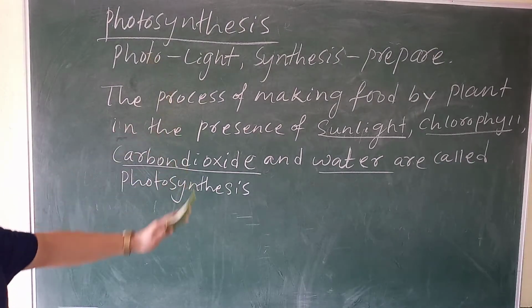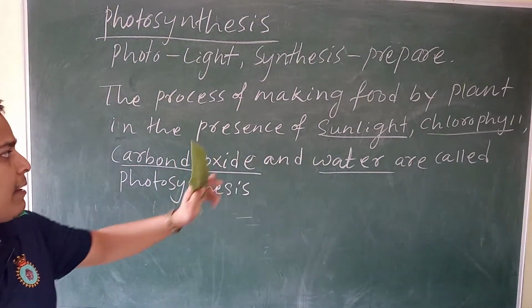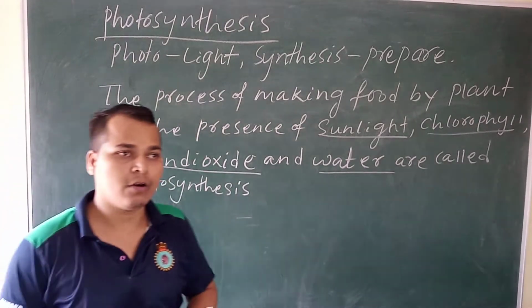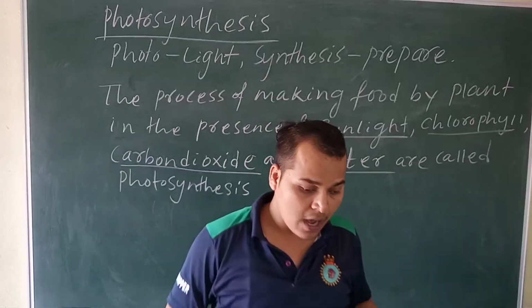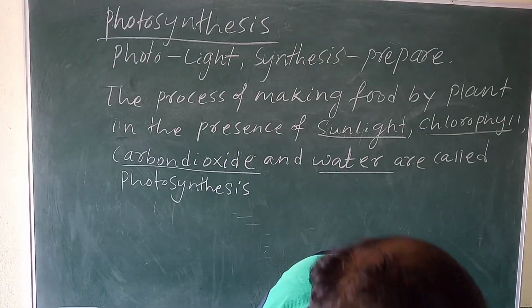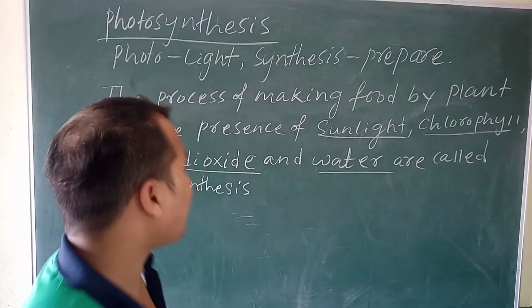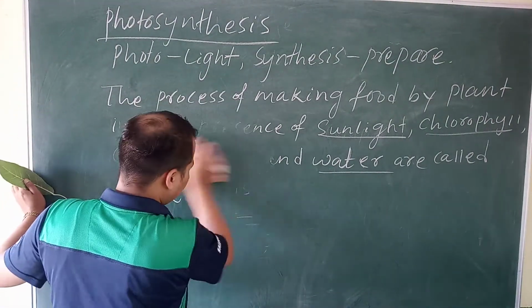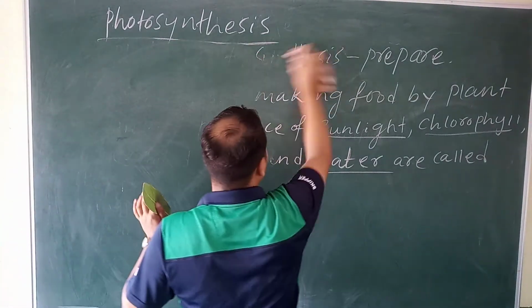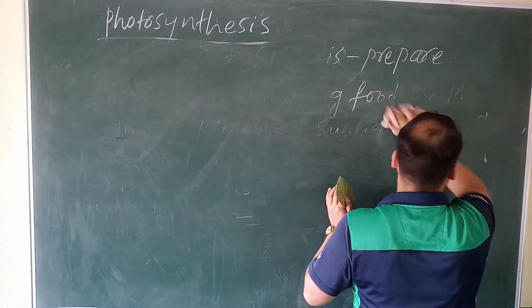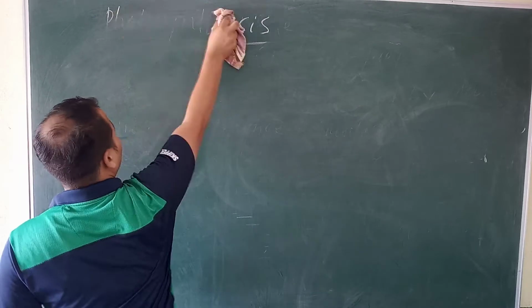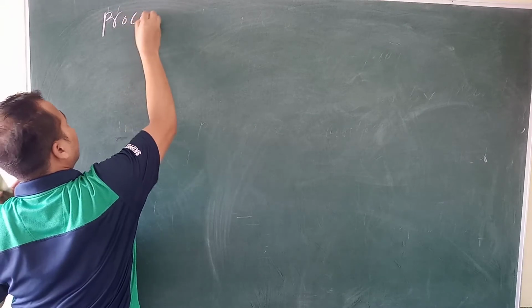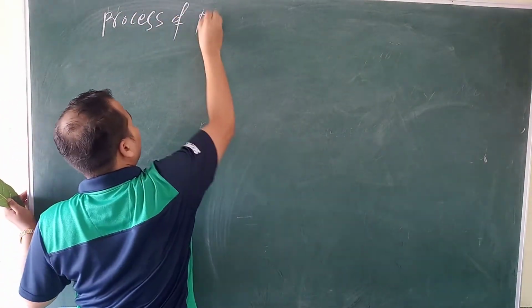So in the presence of all these things, the leaves of the plant can prepare their food. In what way can the plant prepare its food? Okay, let us come to the next discussion. This was the definition and how plants prepare their food. Now, the process of photosynthesis.